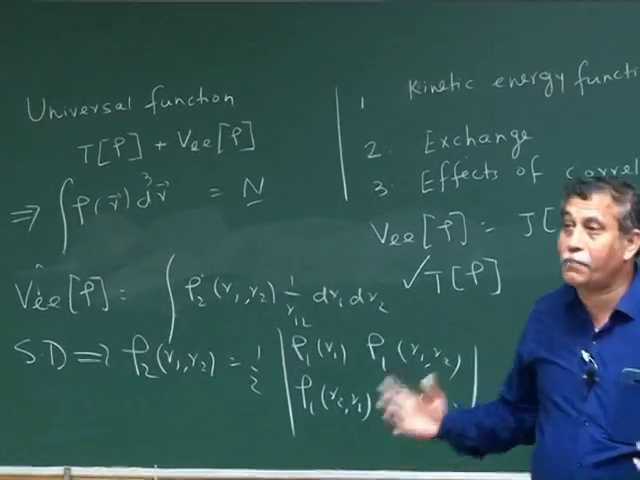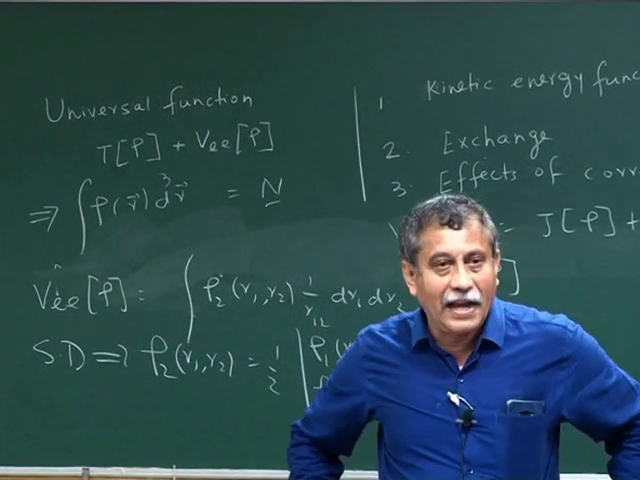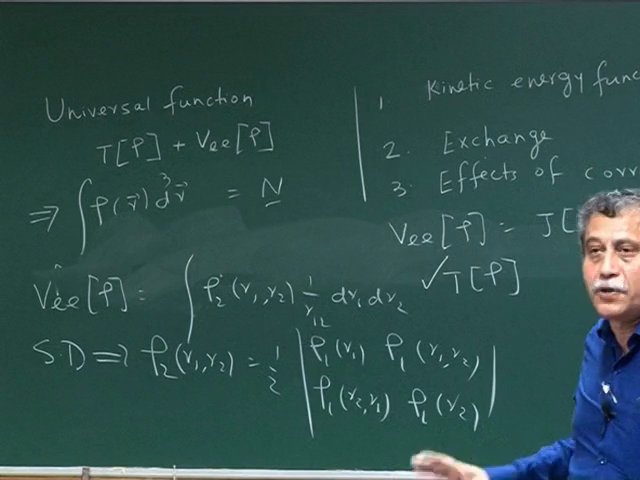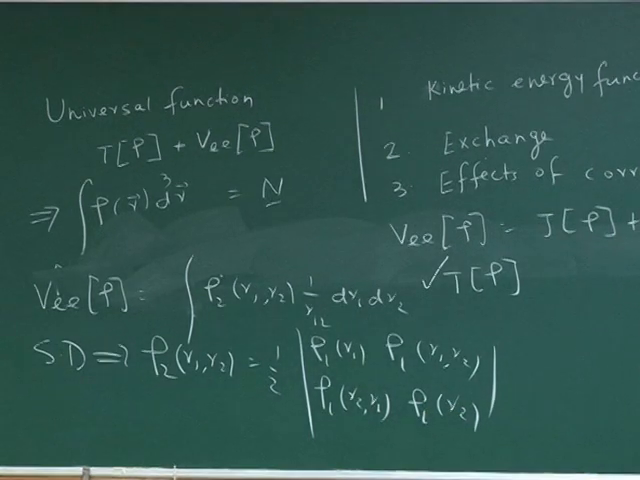So I have a severe problem in actually making progress in DFT. I still don't know how to write exchange, even within the single determinant. And of course, I have no idea how to take correlation. Very simple matter.